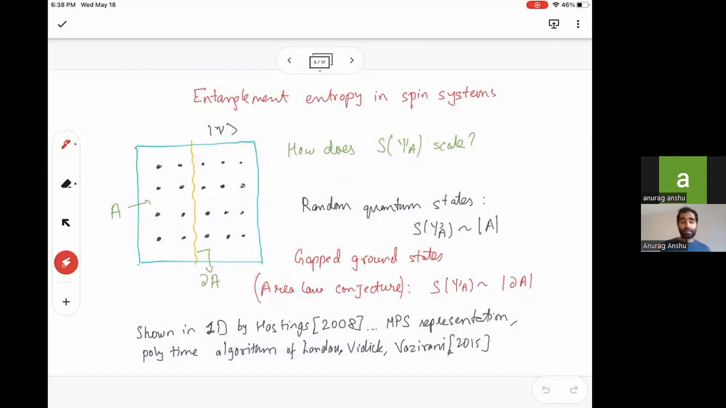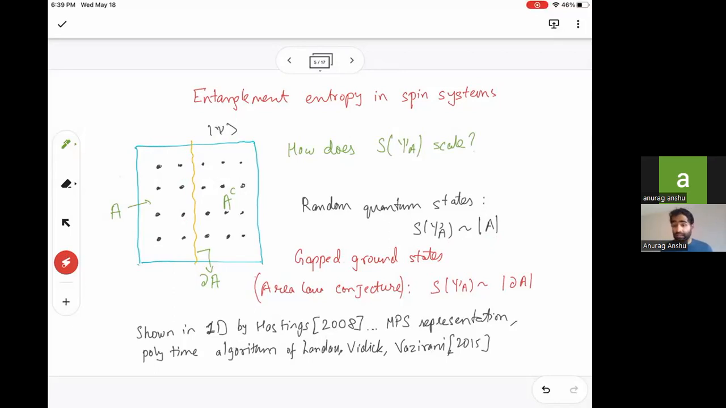Now, entanglement entropy often comes up in quantum spin systems, and a standard question that has been around for a long time is how does the entropy of a quantum state on these spin systems scale? If you take a random quantum state, and a partition of the system into two parts, A and A complement, with the partition being called the boundary of A, shown in yellow, random quantum states almost saturate the entropy. The entropy scales roughly as the number of particles you see on this side.